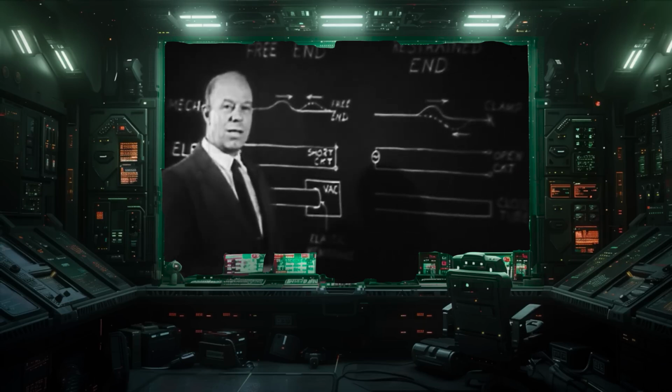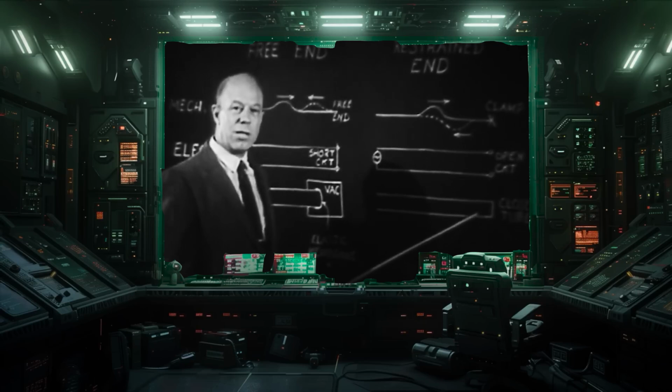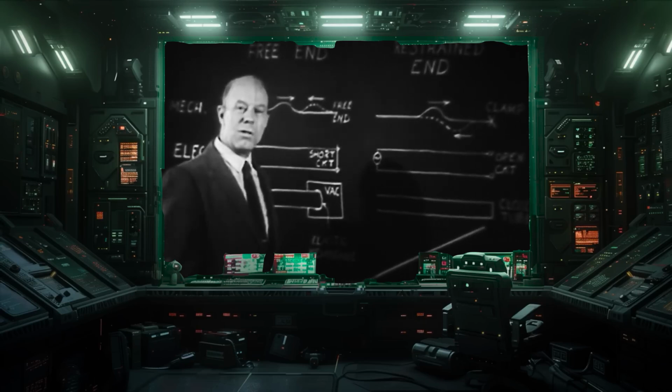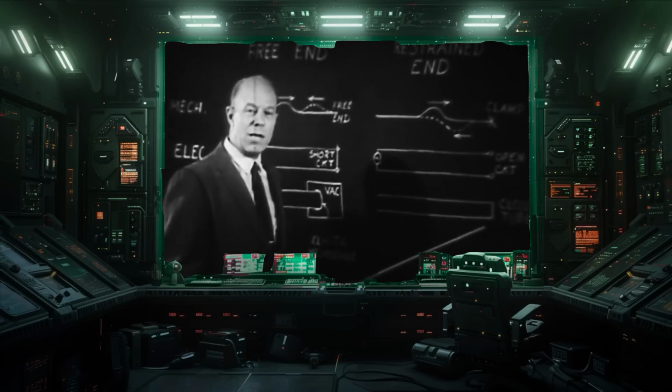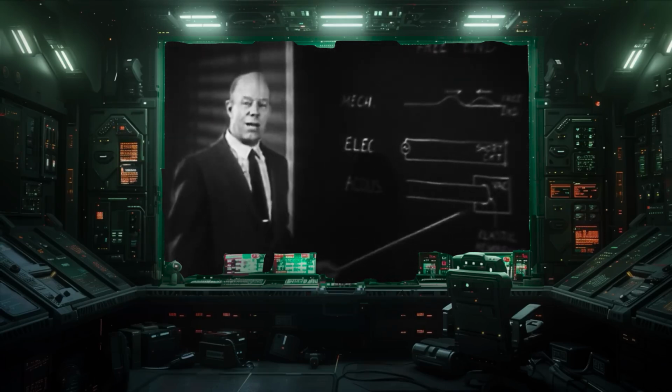And similarly, in the case of waves traveling down an acoustic tube, there are two different reflection possibilities, depending on whether the end of the tube is closed by a rigid termination or by the acoustic analog of a free end.